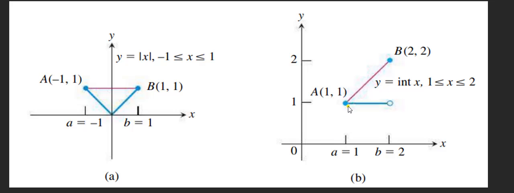What about this one? This is not continuous at x equals B. So you cannot apply the mean value theorem. Those two conditions must be satisfied.